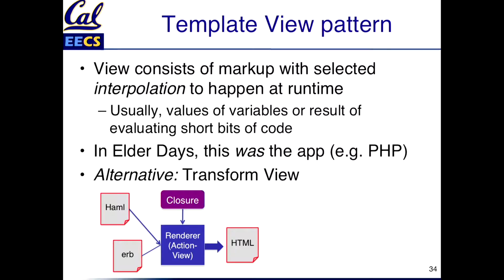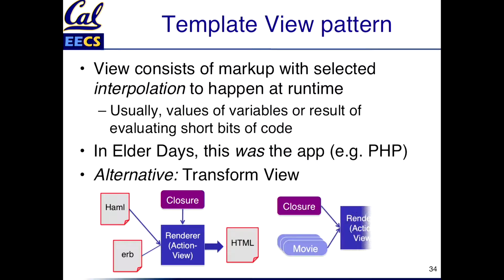Again, alternatively, whenever you make an architectural choice, you're ruling out some other choice. What would you do if you weren't doing template views? Well, another possibility is you do a transform view, which is a little bit more radical. In a transform view, you have a collection of information. We're just going to say a closure that represents what you want to display to the user. And you have a bunch of data items. And there's really no intermediate template that they're filled in with.